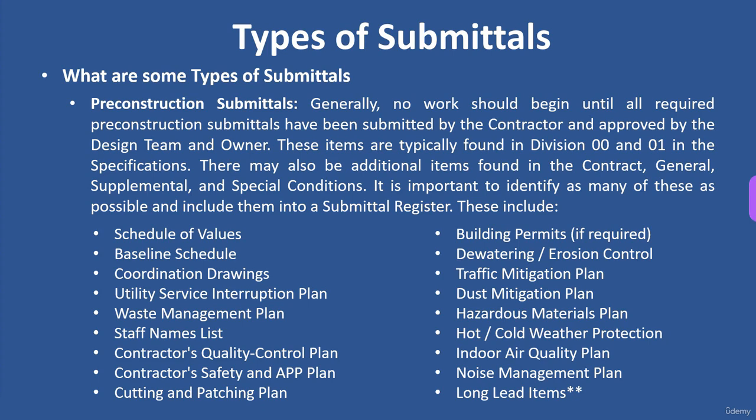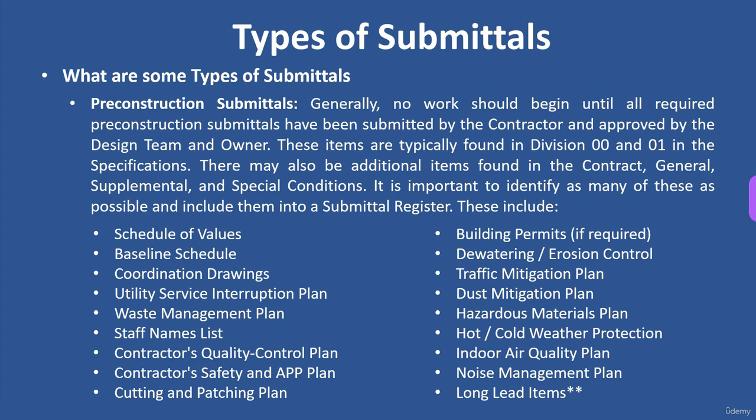You may have an existing building where you have to turn the gas off or the power off or the fire alarm off, things like that. So that should be identified in an interruption plan. Waste management plan, that might include recyclables or lead requirements as well. Staff list, we should know who's on the project. Contractor's quality control plan, contractor's safety and accident prevention plan. You might need a cutting and patching plan, maybe you're tying into existing stuff.